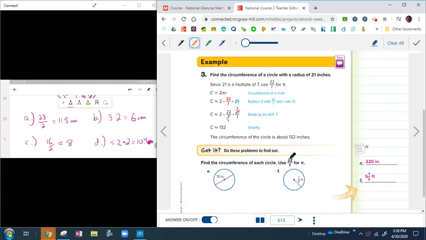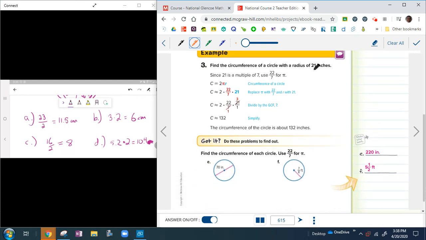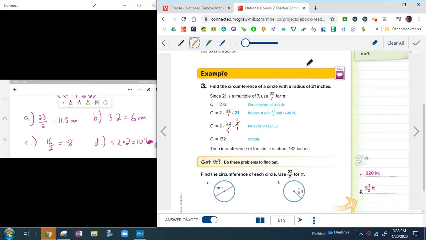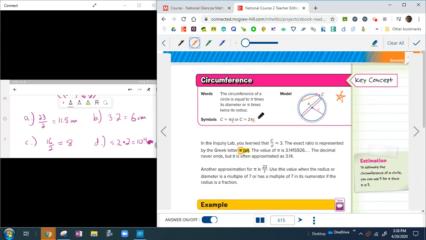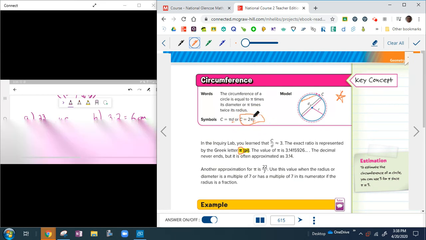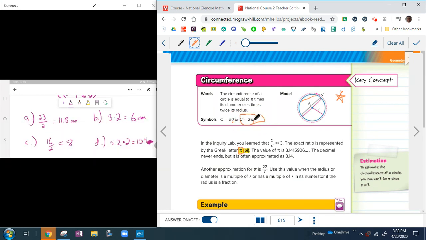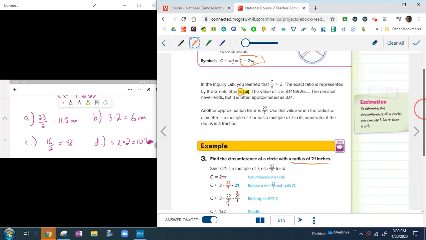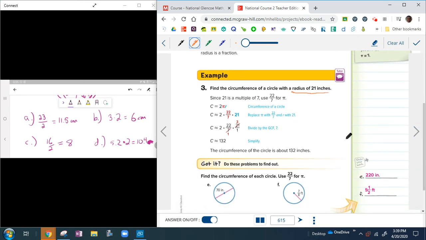Okay? So let's see how to find the circumference of a circle with a radius of 21 inches. Well, what's given here? The key is that we're given the radius. So when we're given the radius, we'd use this formula here. See, it has an r in it, so we're going to replace that r with the given radius. If it told us the diameter, we'd use this formula. So you use one or the other, depending on what's given. They gave us the radius, so we're going to use the formula that has an r in it. We replace that r with 21.